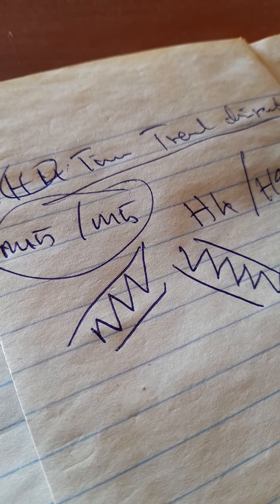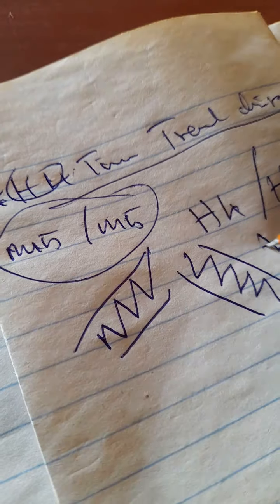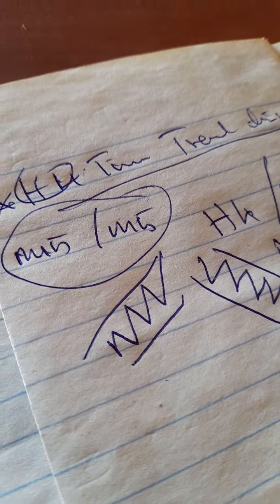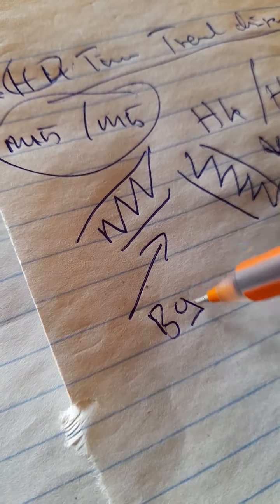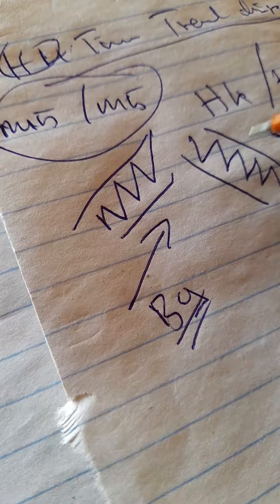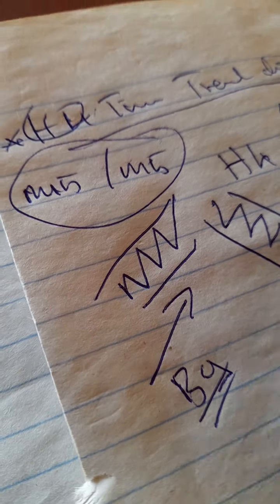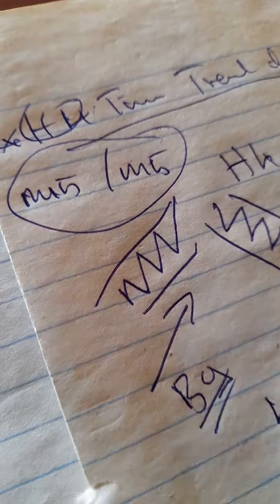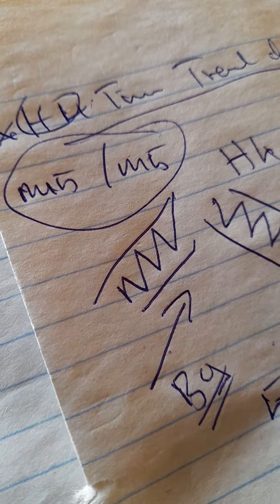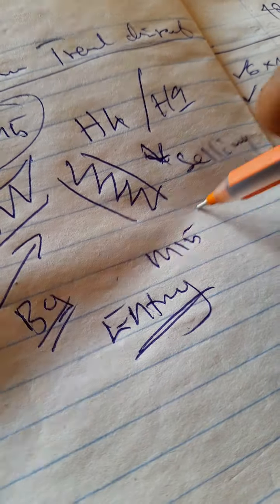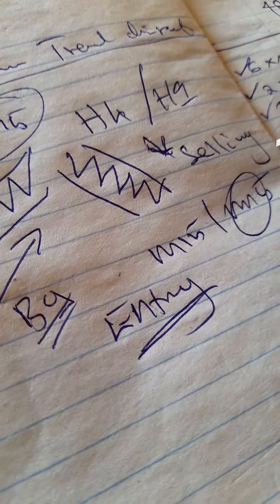So if I get this in H4, it will be enough for me to know that when the market is going down, I have to look for selling opportunities only. And when the market is moving upward, I have to look for buys only. After doing all of that, the next step is to go to the low time frame, and I take my entry in M15 or M5. That is what I do.